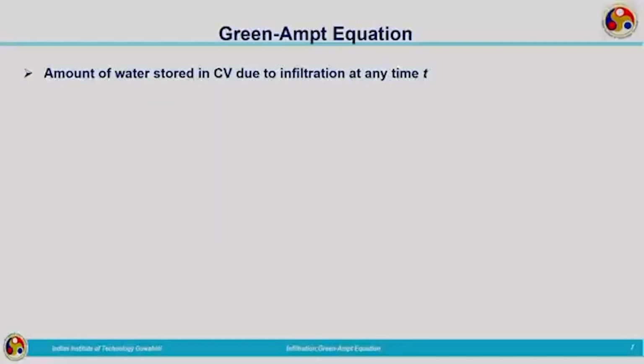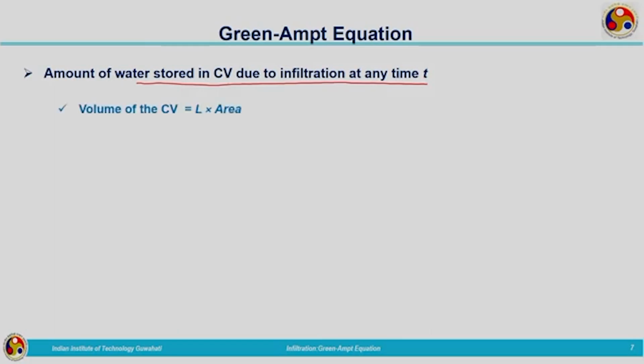Sharp wetting front: we are considering a wetting front that separates dry soil and wet soil. Above the wetting front we consider a completely saturated zone, and beneath it the soil is unsaturated. Now we are going to derive the continuity equation, that is, the mass conservation equation. So, the amount of water stored in the CV due to infiltration at any time needs to be quantified.